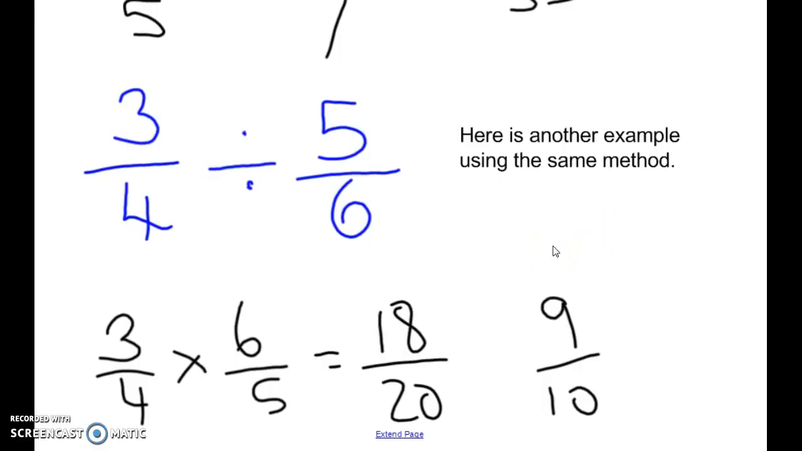So that's the end of my first video on this fraction stuff. In the second one, we're going to be looking at converting between fractions and percentages.